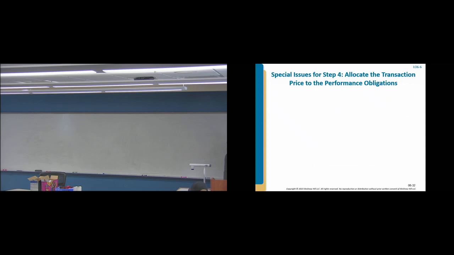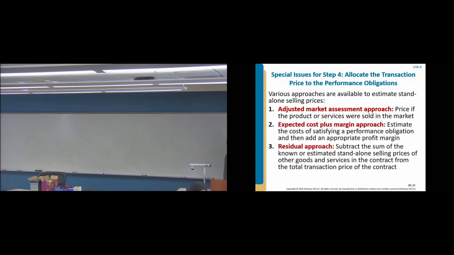And then we have another one here, when we allocate the transaction price to performance obligations. We've got various ways to estimate what we call standalone prices. Sometimes you buy multiple products for one price. It's like if you buy building, land, and equipment all for one price. You've got to allocate that one price to those individual components when you record them.